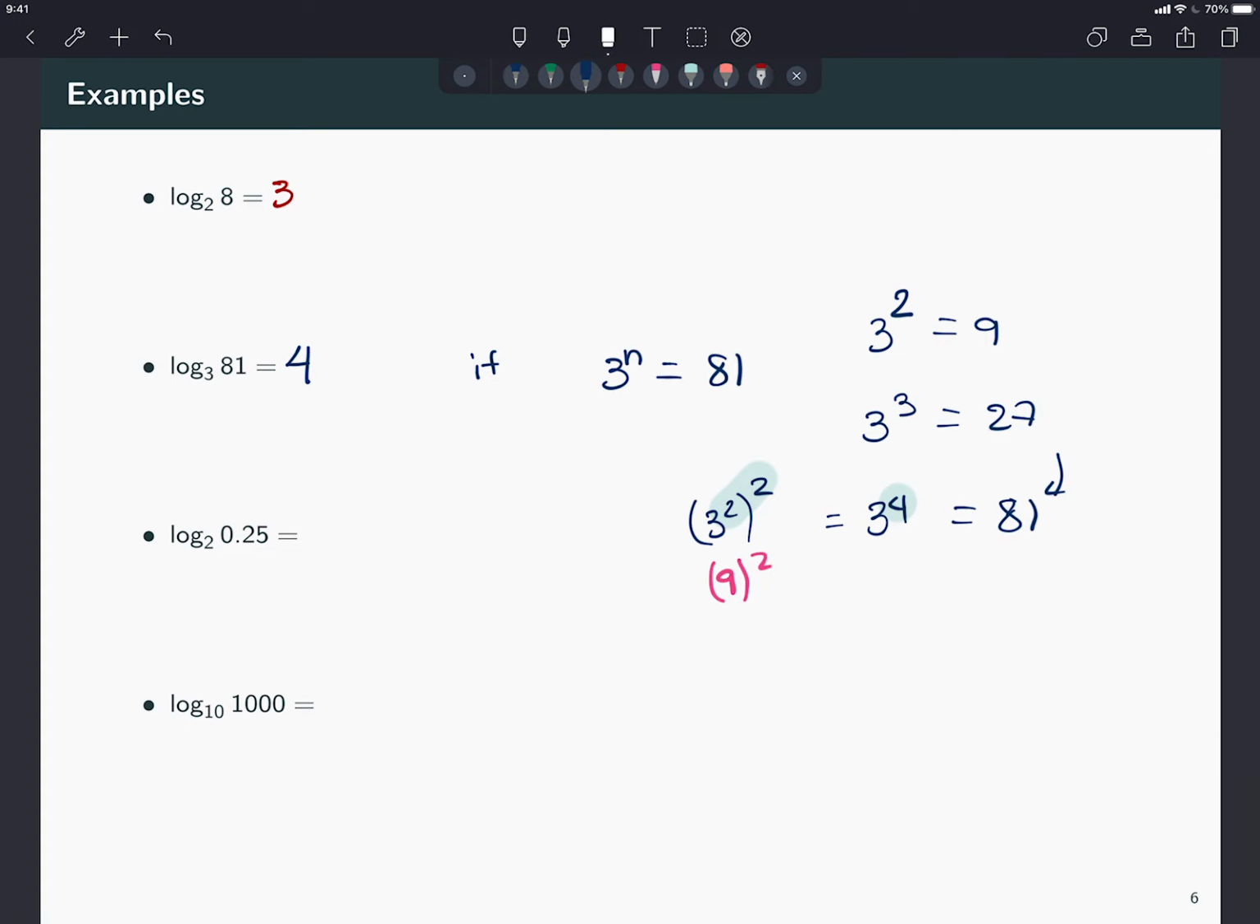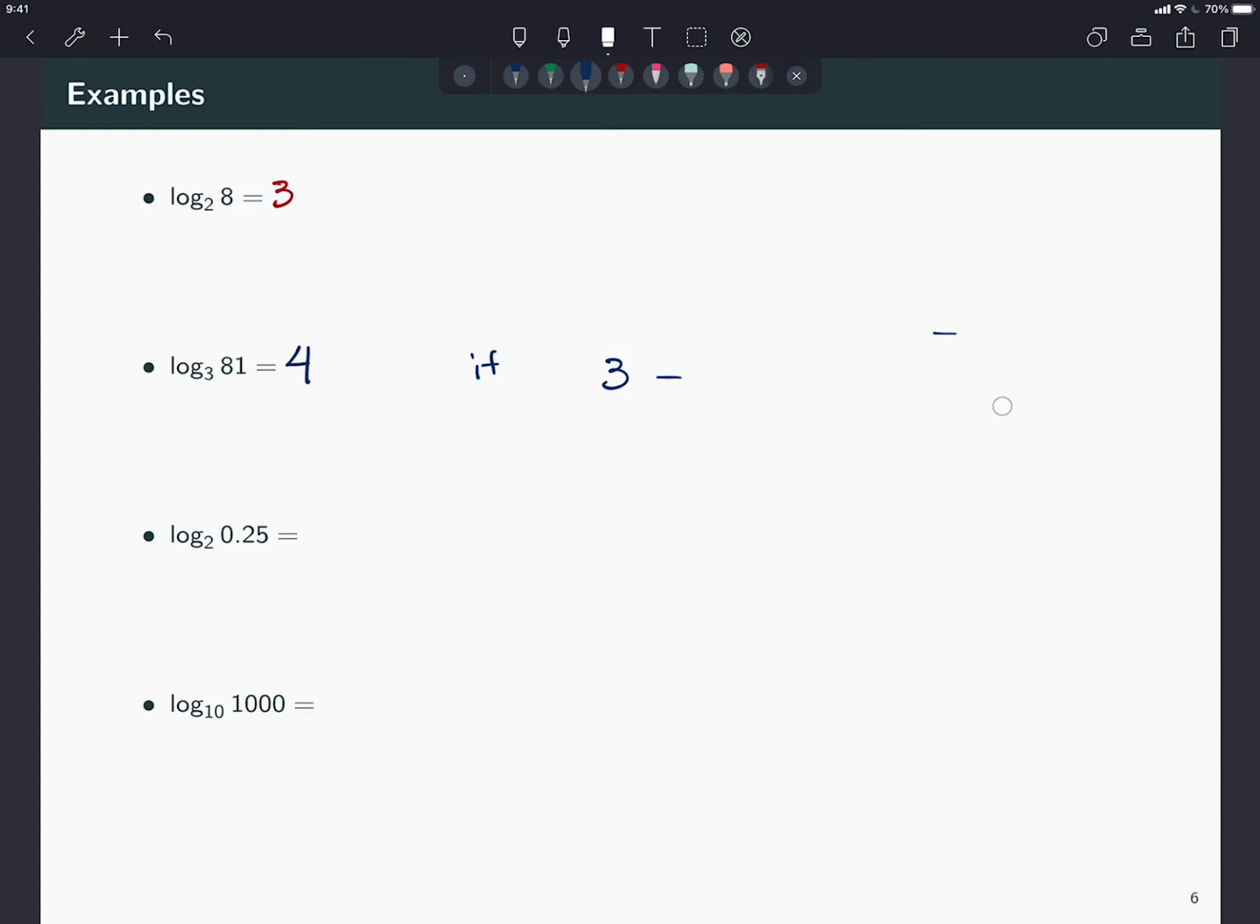Okay. Go to the next one. This is a little bit tricky. It looks a little bit tricky because I'm mixing a decimal in there. So log base 2 of 0.25. This one looks a little bit trickier, but there's two things to think about. One, again, I'm going to do the same thing. I'll call that number n. That means I'm looking for a power of 2 that gives me 0.25 as an answer.